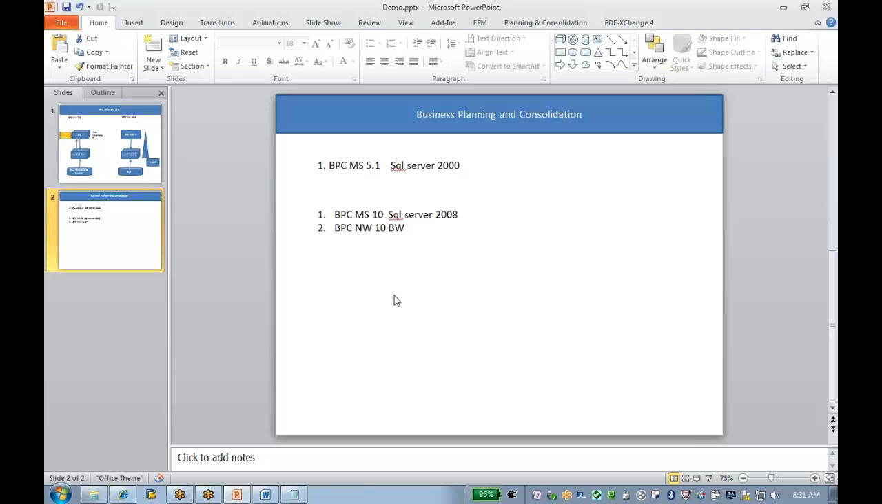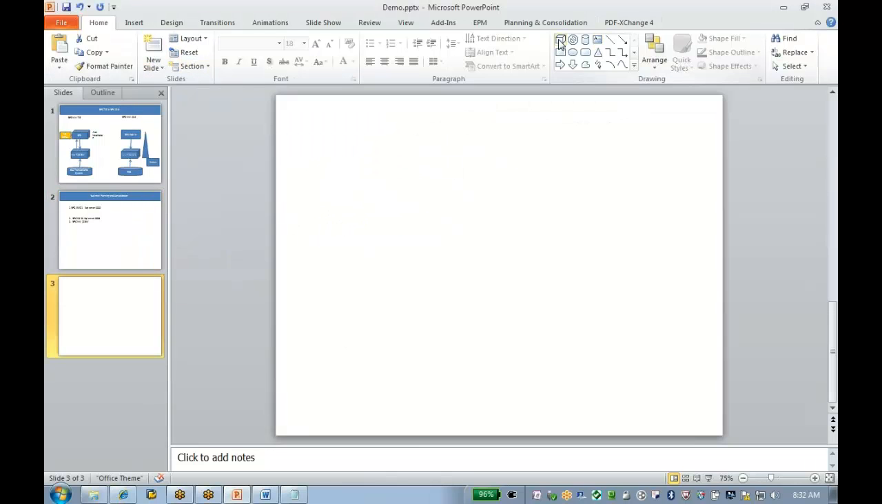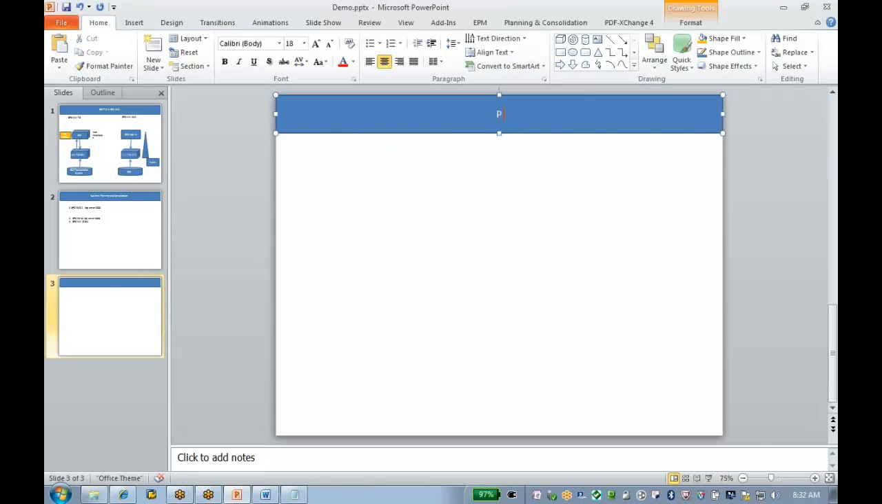Right. So what can this BPC accommodate? What can you do using this BPC? As the name suggests, you can do planning and consolidation here in BPC. In the planning part, what can we do? As I told you earlier, Business Planning and Consolidation is built for the budgeting system or planning system.